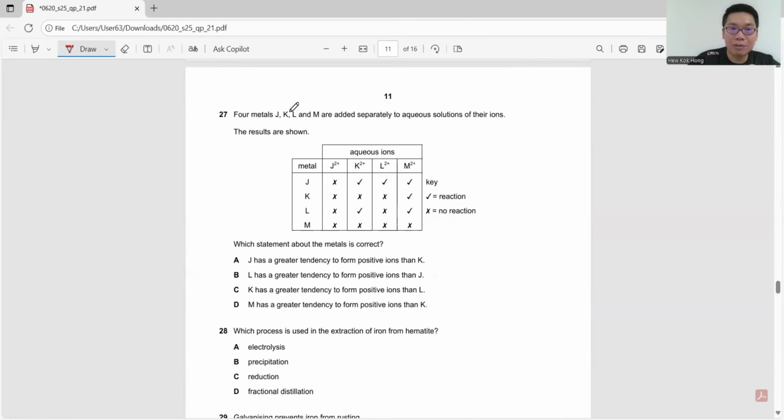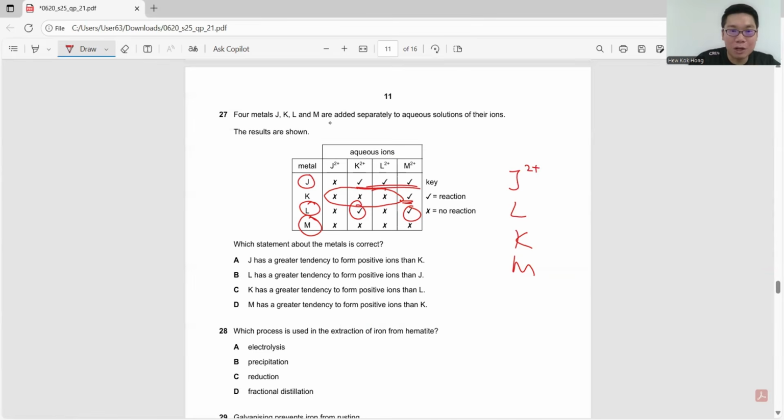27. 4 metals are added separately to aqueous solutions of their ions. The results are shown. M does not react in any situation, which means that it doesn't like to form ions. And then the second one that does not form ions in most situations is K. And then after that is L. L will react with K and M. And then J, it can react in all situations because J likes to become a positive charge ion.